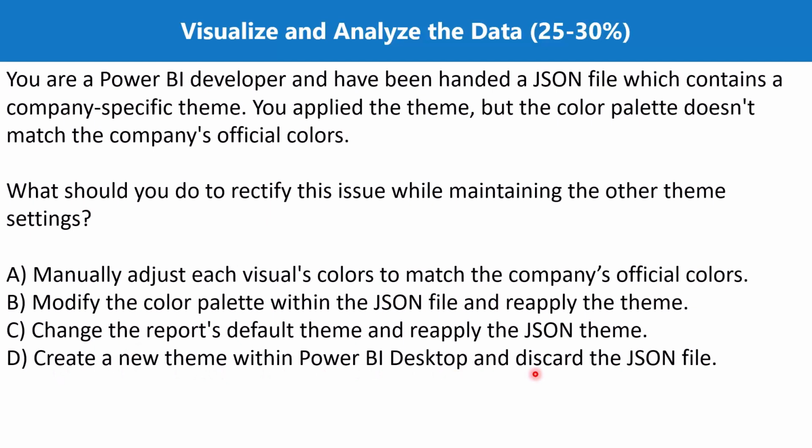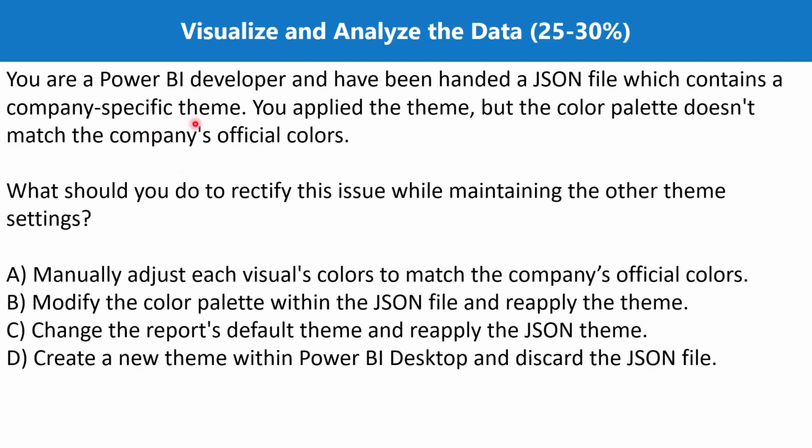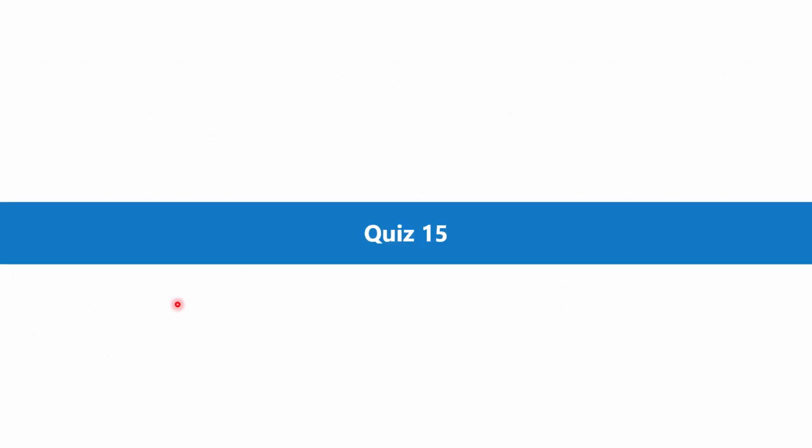Let's look at the correct answer. So the correct answer is option B, which says modify the color palette within the JSON file and reapply the theme. So if the theme is not matching with the official colors, we can always go back and modify the color palette in the JSON file, and then we can simply re-import that file and reapply the theme. So option B is the correct answer to this question.